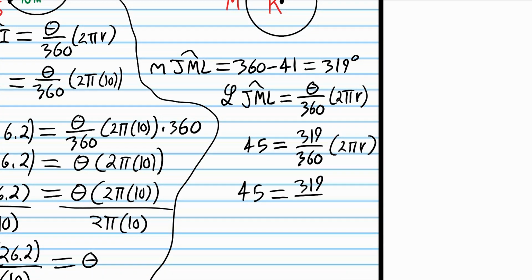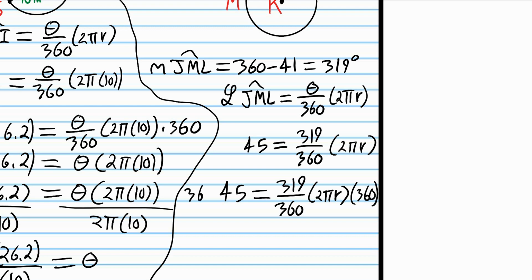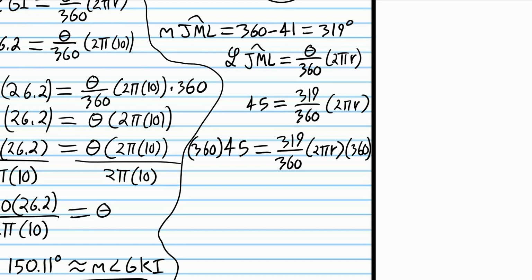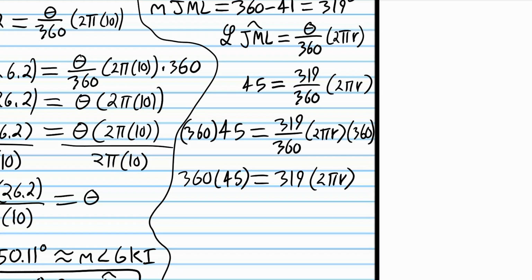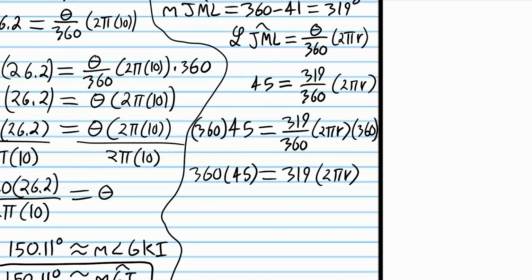So what we do is we're going to go ahead and multiply both sides by 360 to get rid of that fraction. So times 360. It's probably best to use parentheses. And that's going to cancel out the 360. We get 319 times 2 pi r, and I'm going to keep 2 pi r grouped together because that's really what we're looking for. Notice it doesn't really matter where you place the parentheses as long as they're there. And so at this point, all we have to do is just divide by 319.